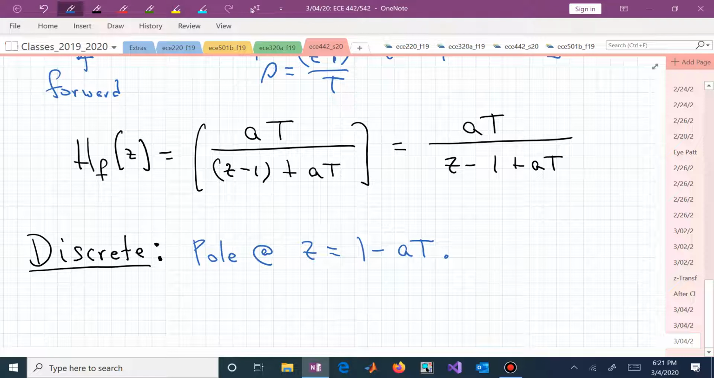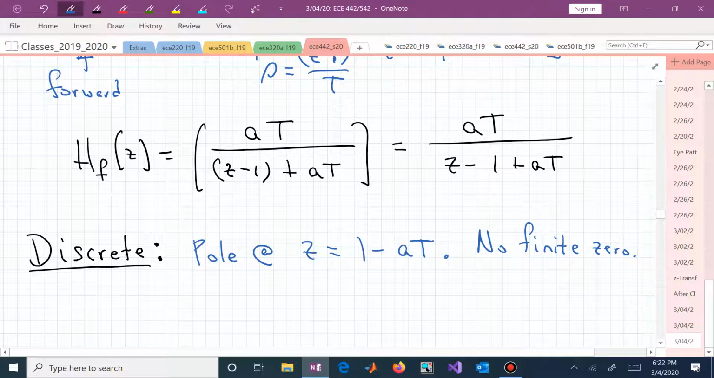Okay, we started with a low-pass filter. We would expect that to be stable. We better have a stable discrete equivalent, and we do. We have a single pole just inside 1, which makes sense. It's not real fast. It's a low-pass filter. Do we have a finite zero? No, there's no finite zero. Boy, we're being kind of consistent, aren't we, with what was happening in the analog case.